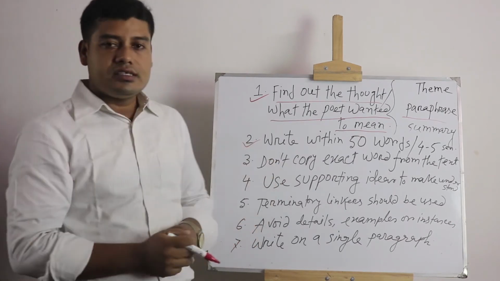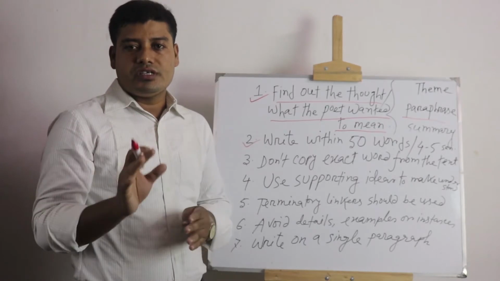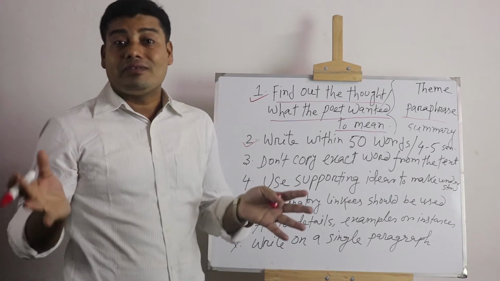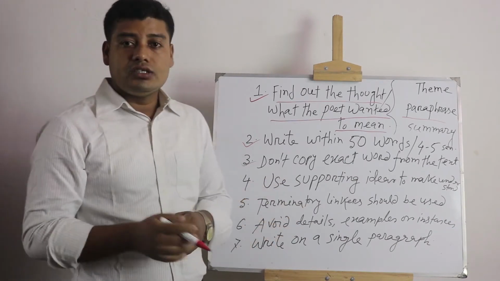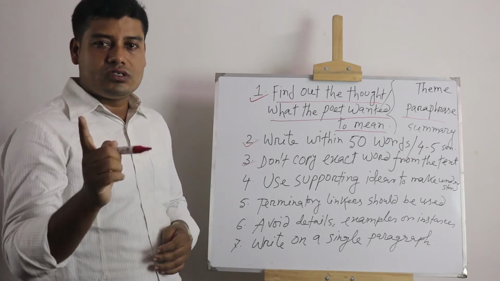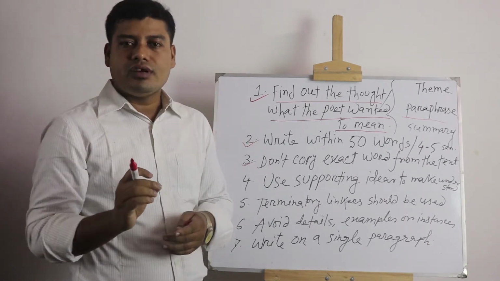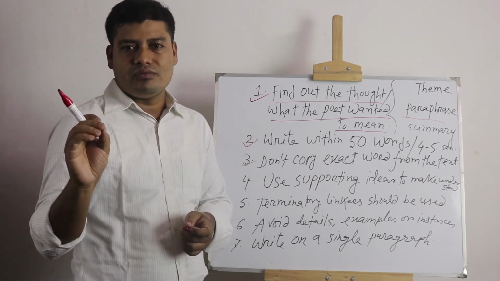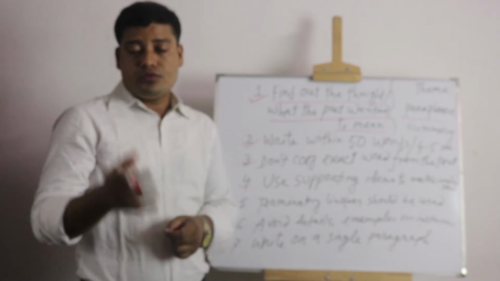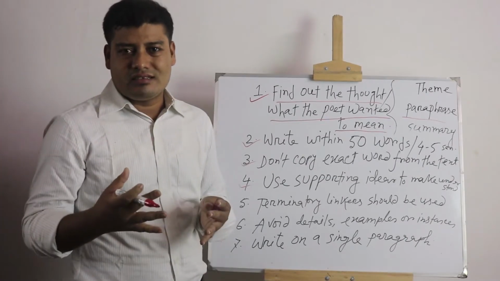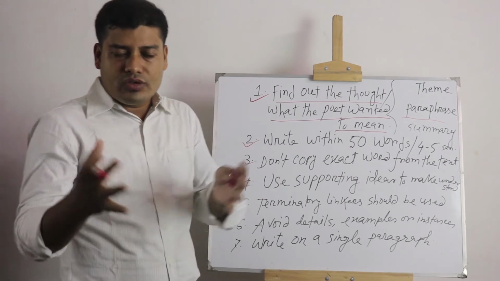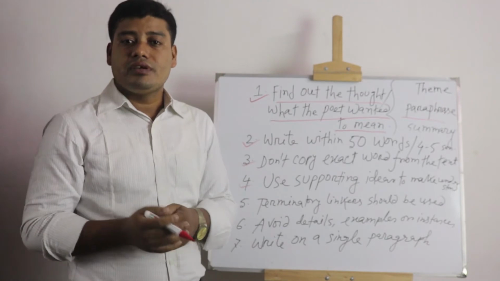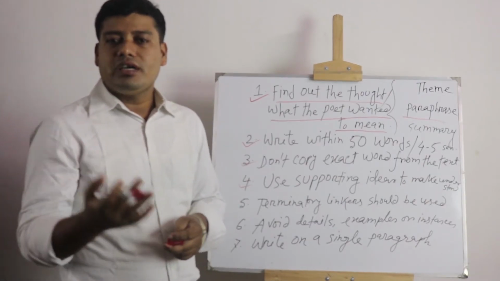The second condition is that the theme should be written within 50 words, or not more than 4 or 5 sentences. The third point is don't copy exact words from the text, okay? It is strictly prohibited. You can write in your own way, or you can write different words, which are called synonyms. And number 4, you will have to use supporting ideas to make it understood clearly, so that readers or examiners can understand what you mean.